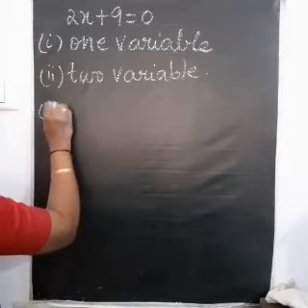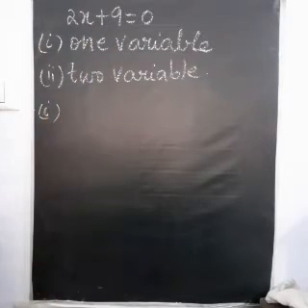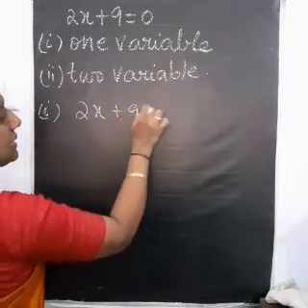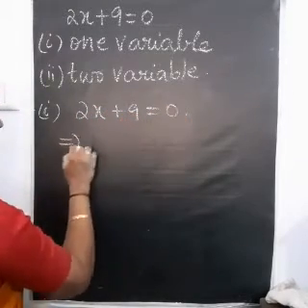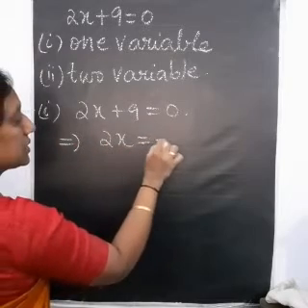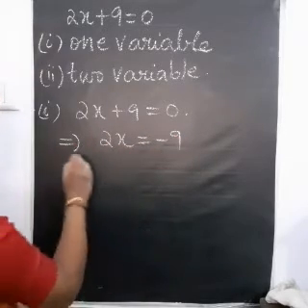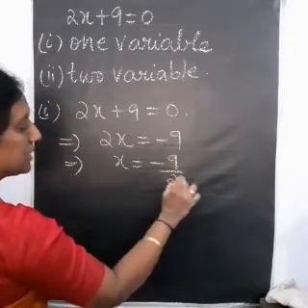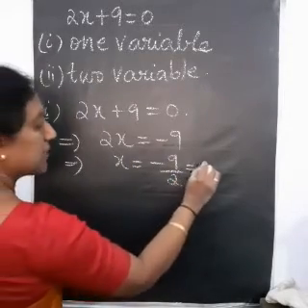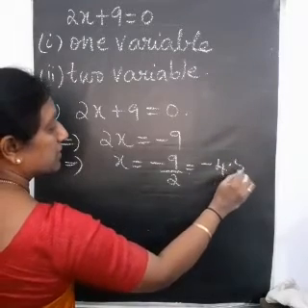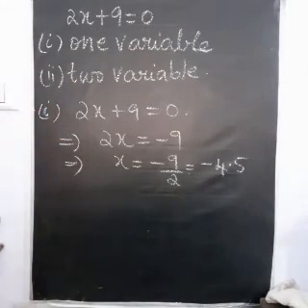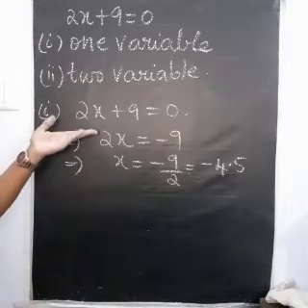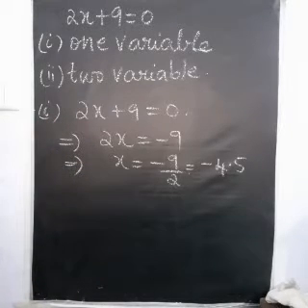In this, you find out the value of x. So what will I get? 2x plus 9 equal to 0. That implies 2x is equal to minus 9. So that implies x is equal to minus 9 by 2, which is minus 4.5. Now we have got the value of x. There is no y coordinate because there is no y variable in the equation.